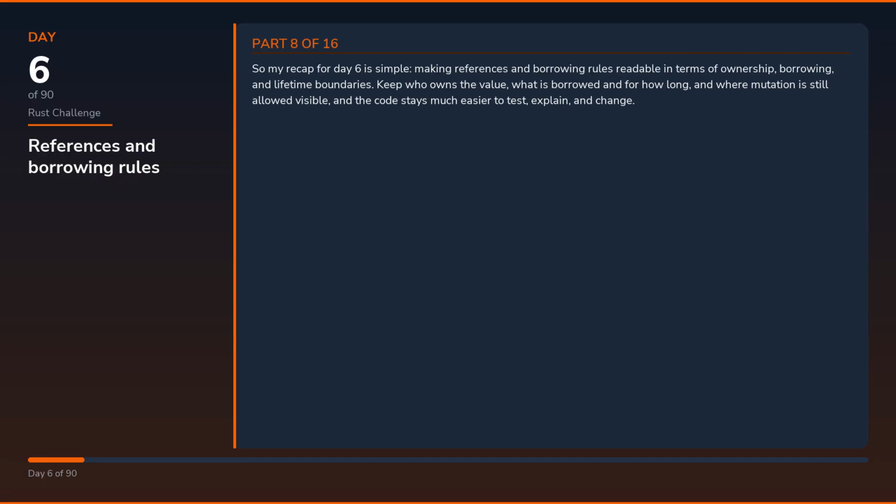So my recap for day 6 is simple: making references and borrowing rules readable in terms of ownership, borrowing, and lifetime boundaries. Keep who owns the value, what is borrowed and for how long, and where mutation is still allowed visible, and the code stays much easier to test, explain, and change.